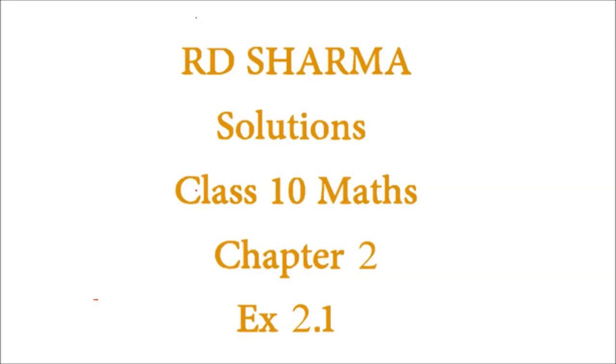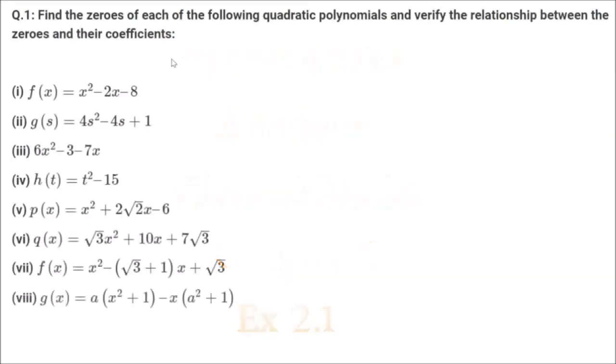Taking R.D. Sharma Solutions, Chapter 2, Exercise 2.1. Find the zeros of each of the following quadratic polynomials and verify the relationship between the zeros and their coefficients.